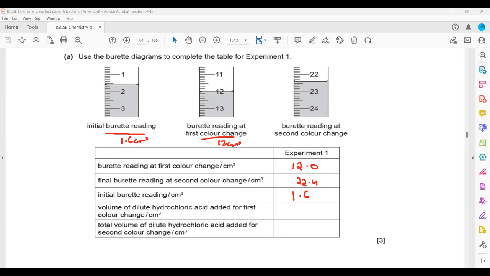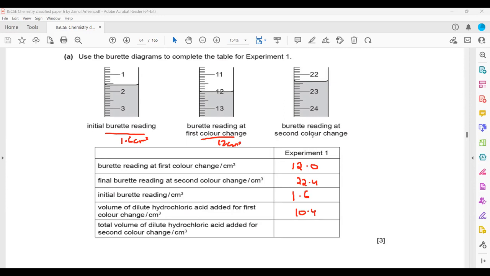Originally 1.6 was already there, like 1.6 is already removed before the experiment. Then when we remove further for the first color change, it shows a color change at 12. So how much has been removed? That is right, 10.4.